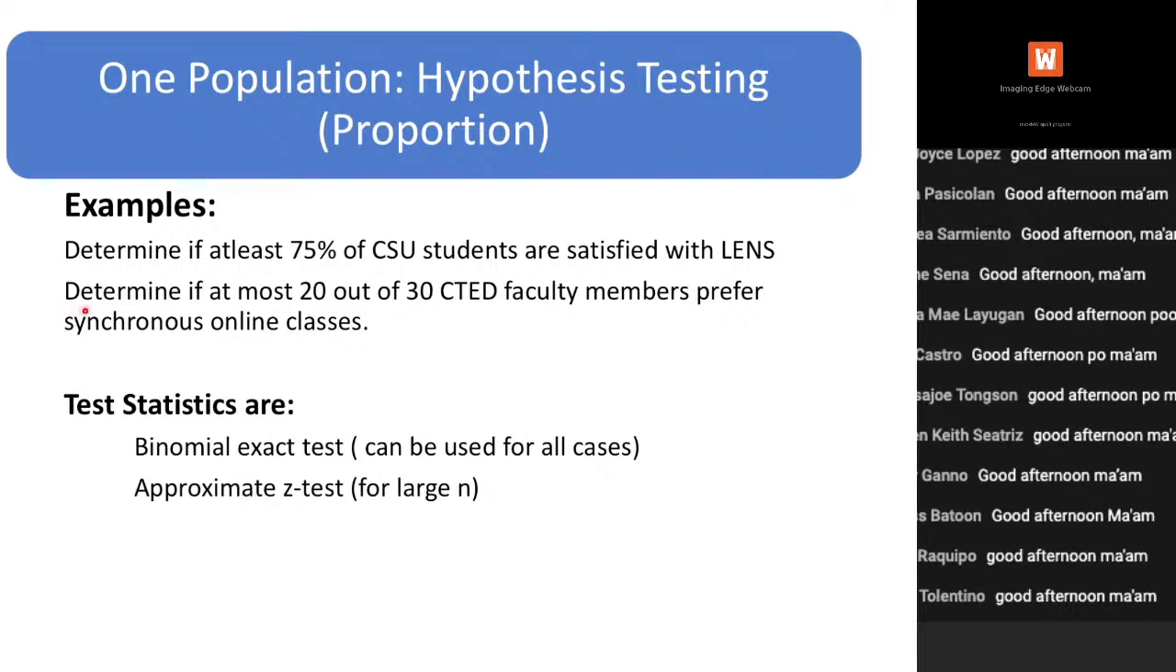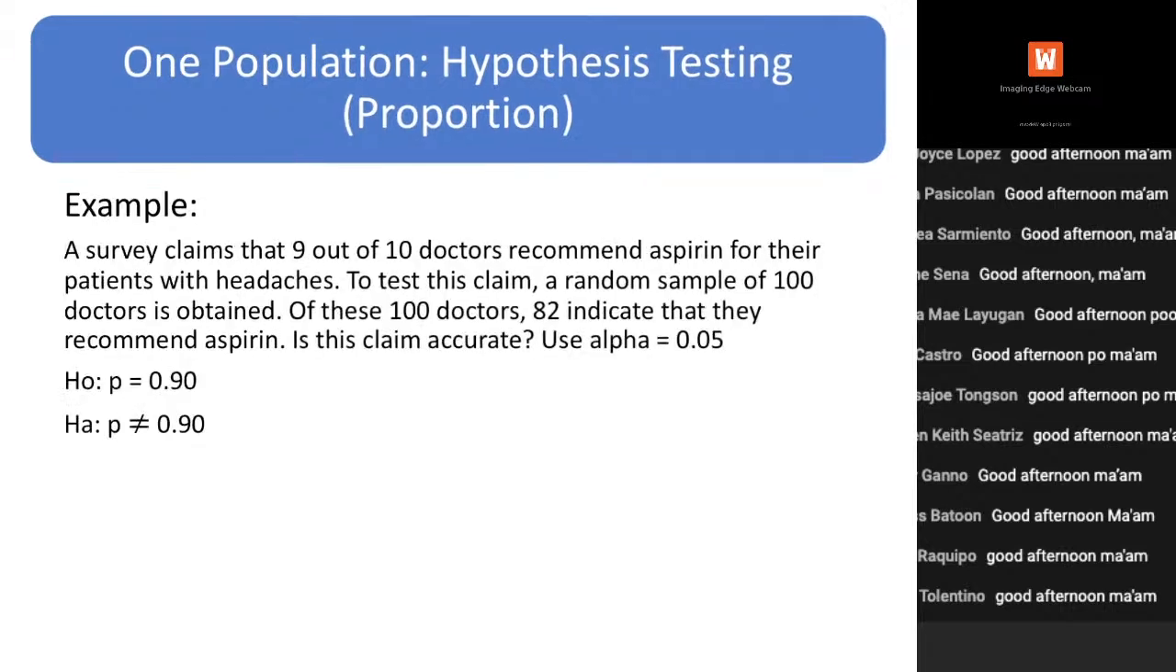Okay, next, determine if 20 out of 30 seated faculty members prefer synchronous online classes. So take note that our parameters are percentages or proportion, 75%, 20 out of 30. So, test of proportion ito. One population, test of proportion. What are the tests that we could make use of? Ito, binomial exact test and approximate z-test for larger n. The binomial exact test can be useful for all cases. Okay? Now, we move on to the next example of one population, one proportion.